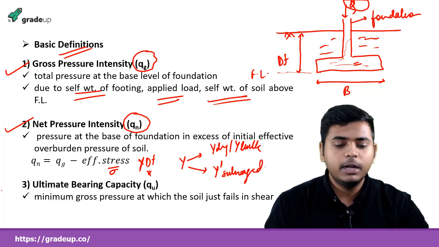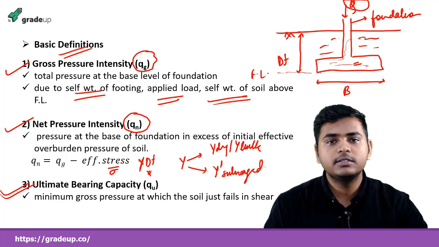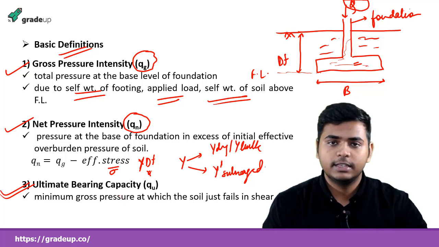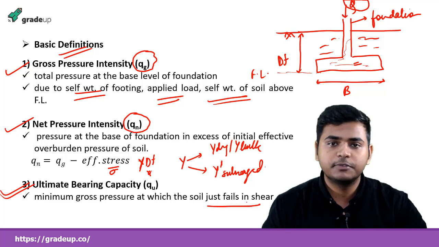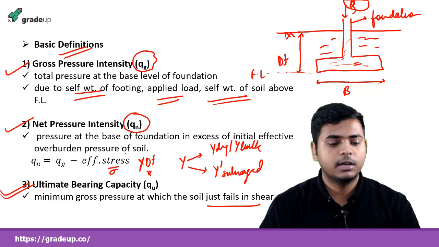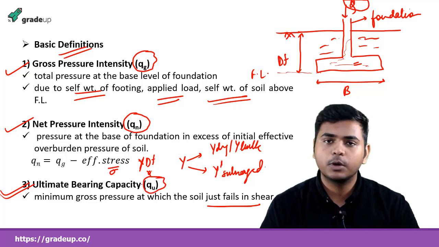And the third is ultimate bearing capacity. Now the term bearing capacity is related to shear failure. It is the minimum gross pressure at which the soil just fails in shear. Just remember, that minimum gross pressure is termed the ultimate bearing capacity, denoted by Qu.